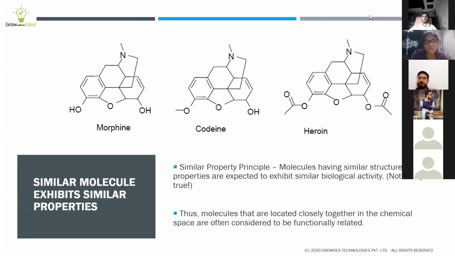Don't worry if you are not very clear on some of the points; once I move to the slides, it will be much clearer to you. As I was saying, similar molecules exhibit similar properties. Here you can see that there are three molecules, and by the structure you can easily detect that these are very similar, right? They are almost 90-95% similar, but there are some differences in some functional groups. You can easily figure it out, right?